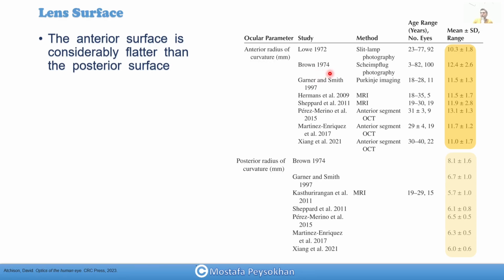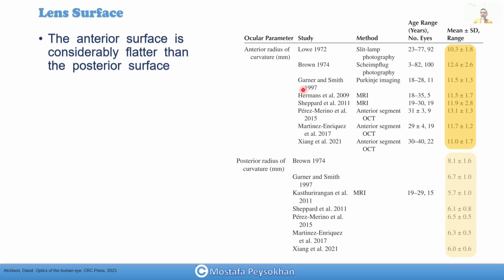Another study, 2 years later, in 1974, with a different method, from the age of 3 to 82, 100 eyes, 12.4 plus or minus 2.6. And another research. So when we look at the data, it looks like the range is between 10 and 12, even 13 in some studies, and you can see the range of people and the number of eyes that they studied.